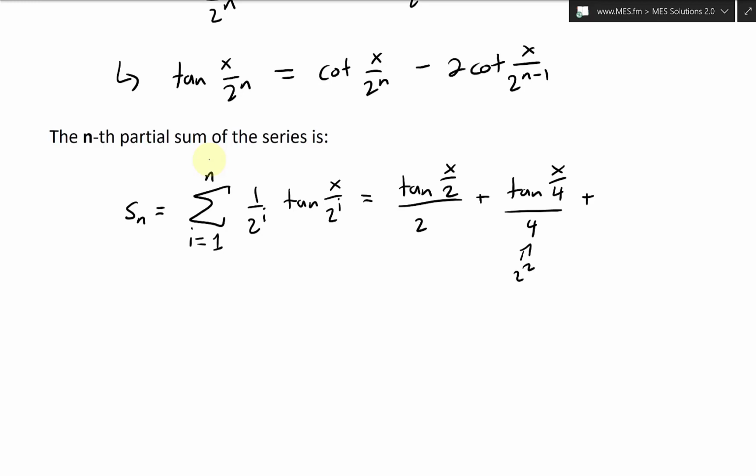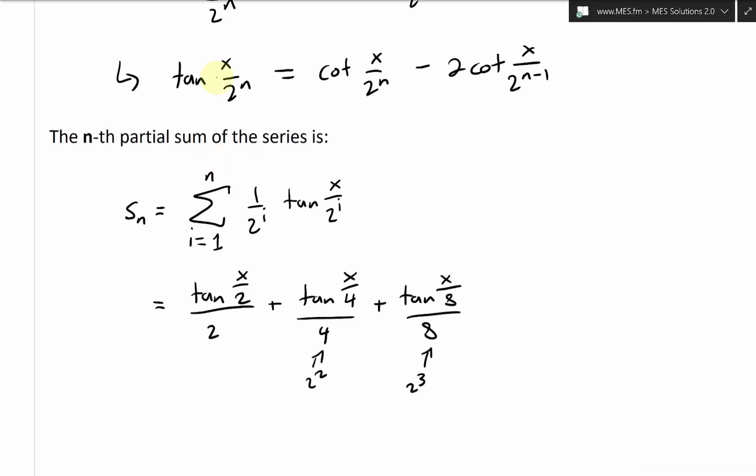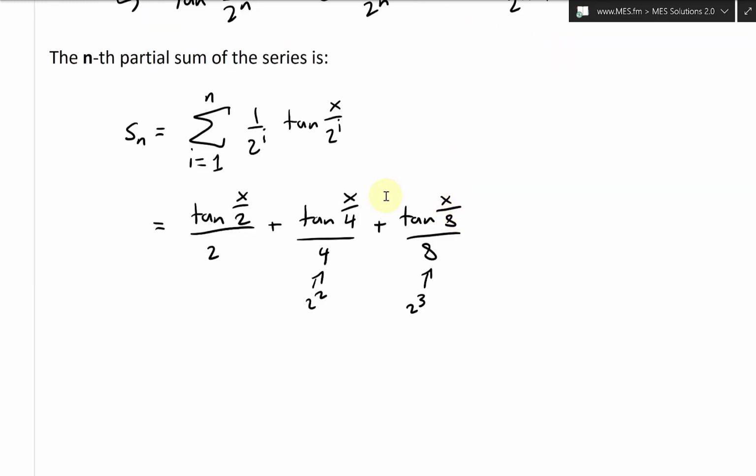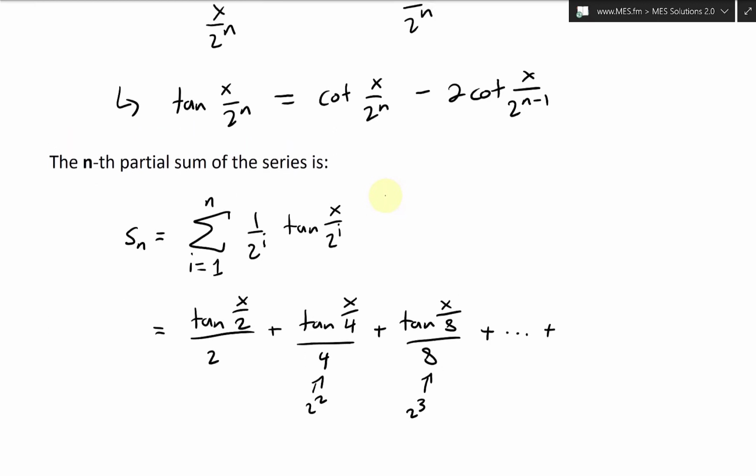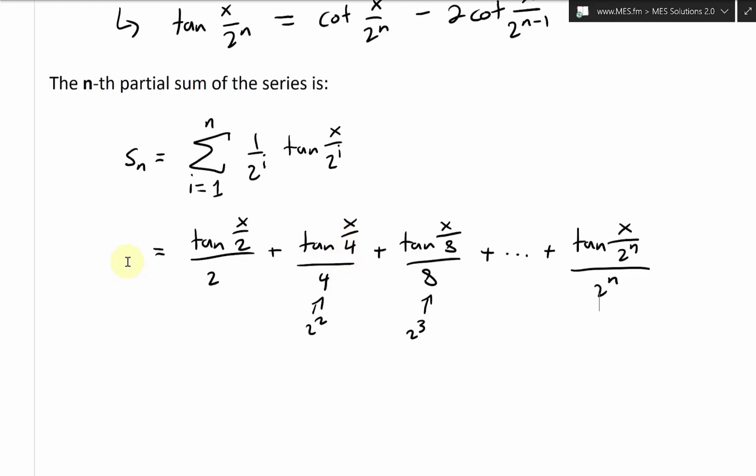The next one's going to be plus tan of x over 2 to the power of 3, over 8, and this is again 2 to the 3. And here I quickly just moved it down over to here, just so we can get the next one. So we're going to go plus, plus tan of x over 2^n, over 2 to the power of n, like that. So when i is equal to n, all the way up to there. So that is our nth partial sum.